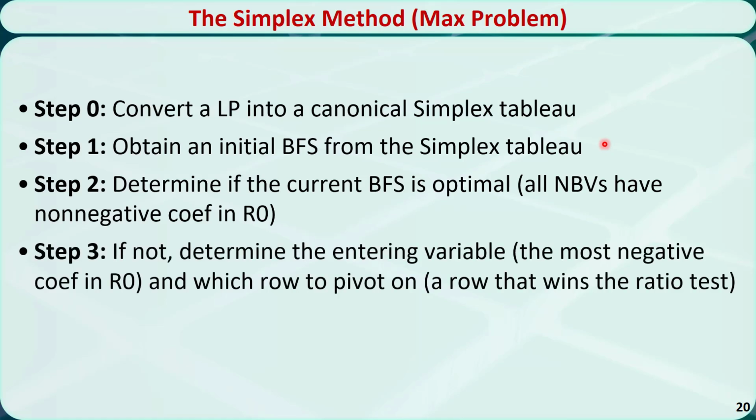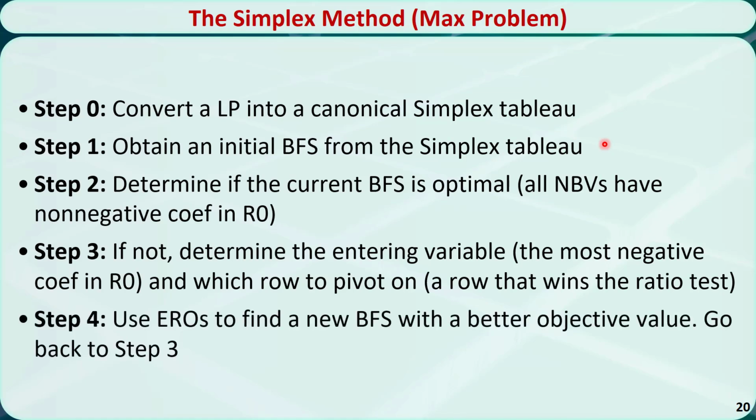Step 3. If not, determine the entering variable and which row to pivot on. The entering variable has the most negative coefficient in row 0. The pivot row is the row that wins the ratio test. Step 4. Use EROs to find a new basic feasible solution with a better objective value. Then go back to step 3. For a minimization problem, we can convert it to a maximization problem by maximizing the opposite of the objective function.